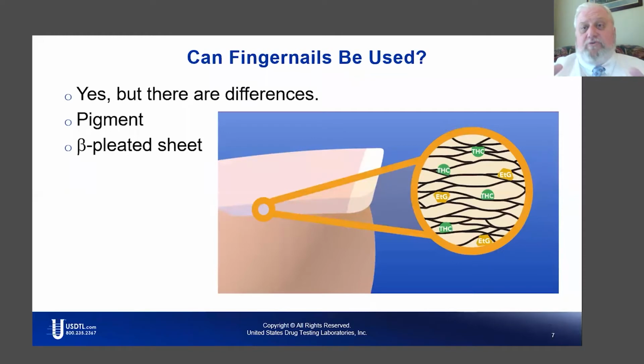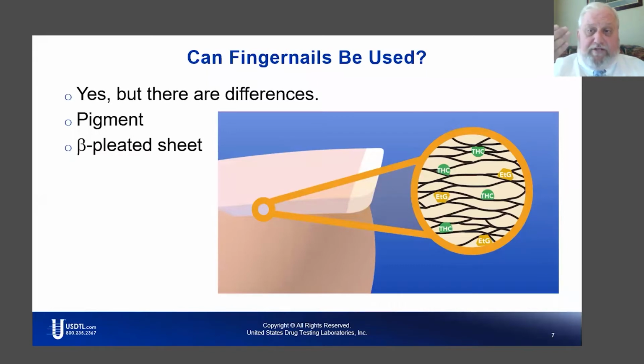I kind of conceptualize this as that if you take a population that you test hair and they've got all different colors of hair, I kind of think of fingernails as normalizing to light brown hair. And if you think about it in that way, you'll start to see some comparisons emerge when you're doing testing for your facility. Another structural difference is that nail is in a formation called beta pleated sheet.